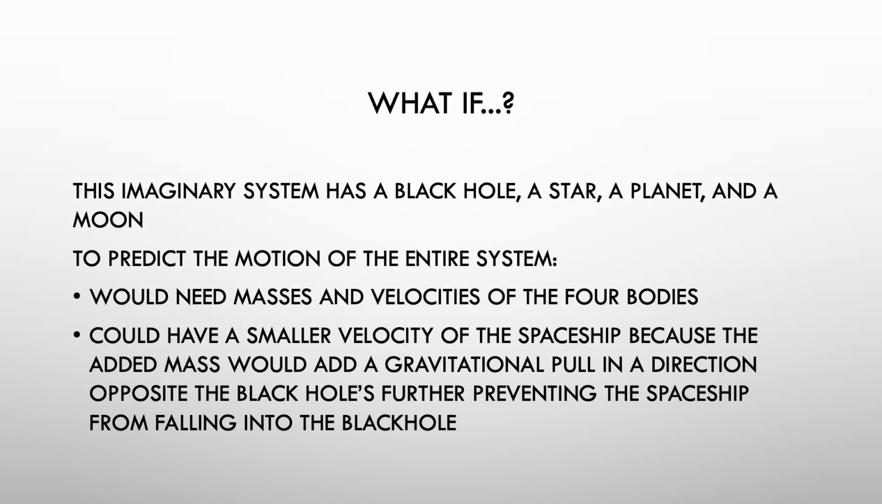What if this imaginary system has a black hole, a star, a planet, and a moon? So if we wanted to predict the motion of the entire system, we would need to include the masses and velocities of the four bodies in our computational model. This would include the moon, as we already have calculated for the black hole, the star, and the planet. We could have a smaller velocity of the spaceship because the added mass in the system would add a gravitational pull in different directions that aren't into the black hole's gravitational pull. So this would further prevent the spaceship from falling into the black hole.